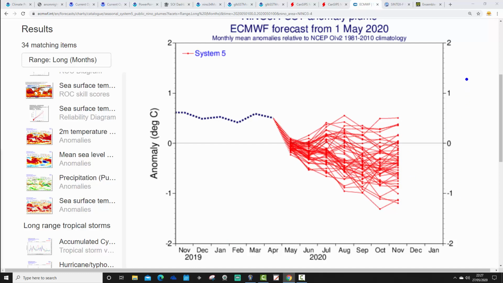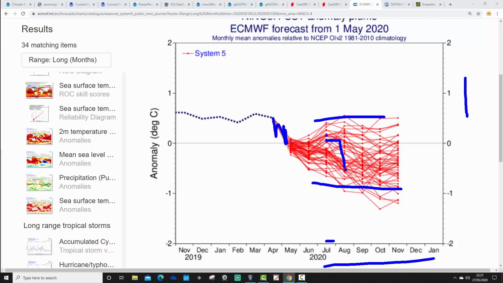So again, we've got temperature anomalies on the side and our dates in monthly periods along the bottom. This is the ECMWF ensemble plume, so that's where we're starting off at, around here on the warm side of ENSO neutral. By the time you get through to the summer, you see this is like the warm end of the range up here, and this is the cold end of the range down here.